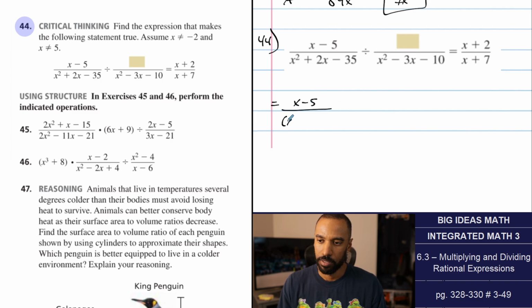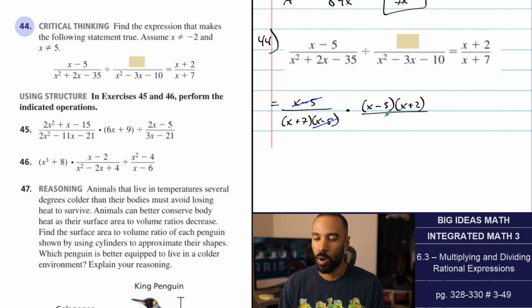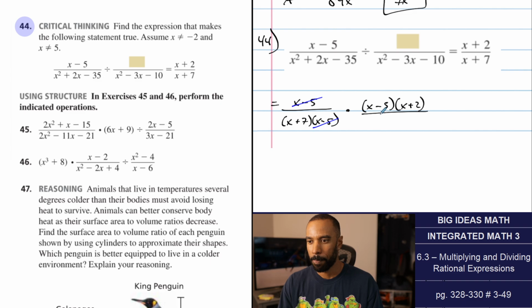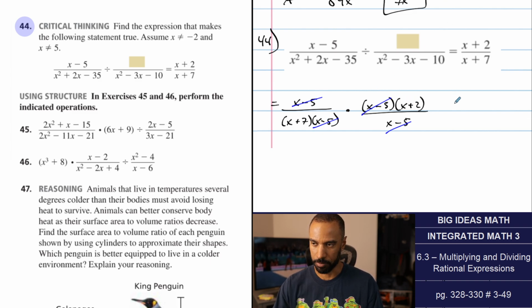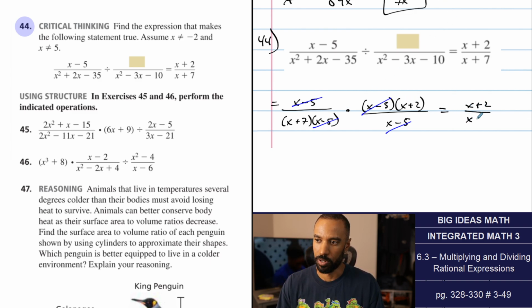So let's figure out more on this thing. x minus 5, x plus 7, x minus 5. So here we have some x minus 5s that go. So they're already gone. So x can't equal 5 is a part of it. This guy is going to go up top. This is x minus 5 times x plus 2. Now, what needs to be on bottom for the x minus 5s to go? Well, x minus 5, like that. So if this one goes, now you have x plus 2 over x plus 7.